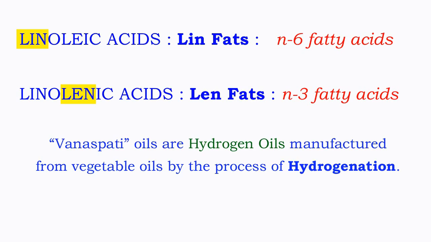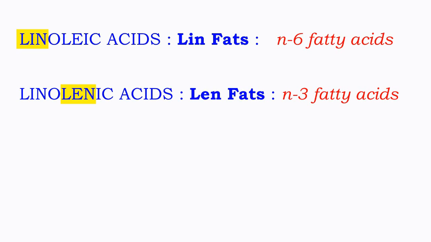Vanaspati are hydrogenated oils manufactured from vegetable oils by the process of hydrogenation. So basically it is a manufactured saturated fat, and although derived from vegetable oils, which are basically unsaturated, they behave like other saturated fats of animal origin. Fish oils are good sources of both lin and lan fats, hence considered very rich nutritionally.